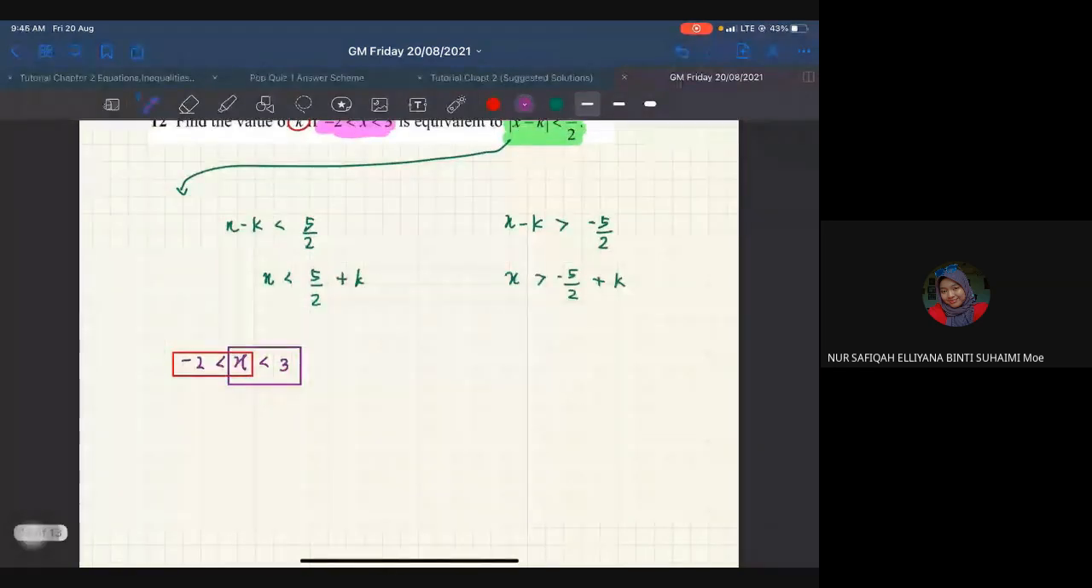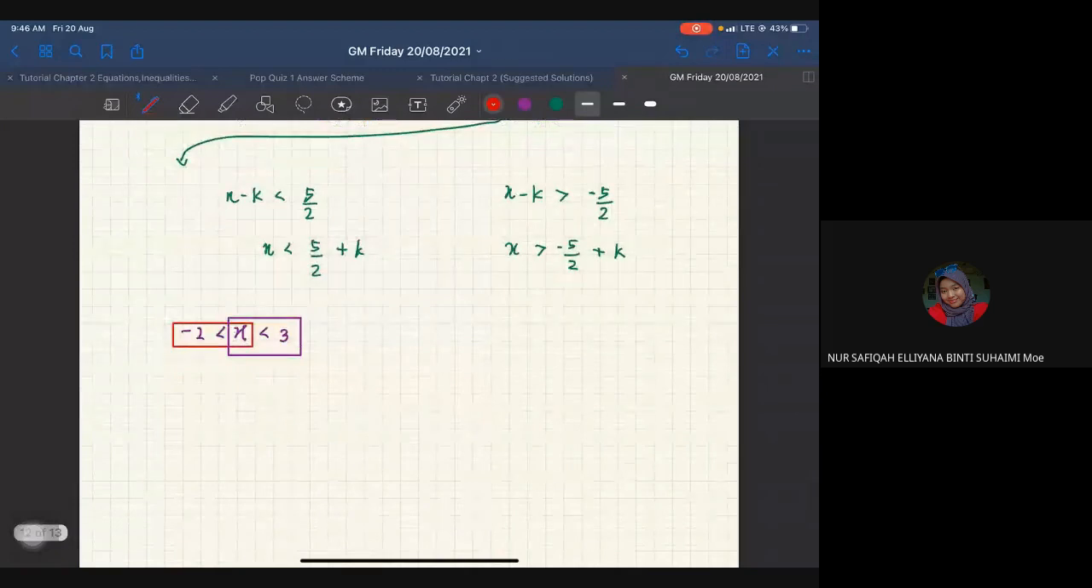Okay, sebab tadi yang dekat atas ni, dekat this part, negative 2 is less than x. So maksudnya x tu lagi kecil lah kan daripada negative 2. Okay, so that's why dapat yang bawah ni. Alright, and then for the second interval, so we have x is less than 3.